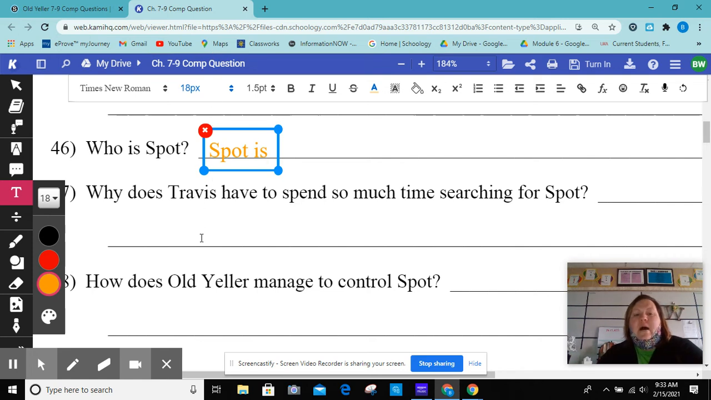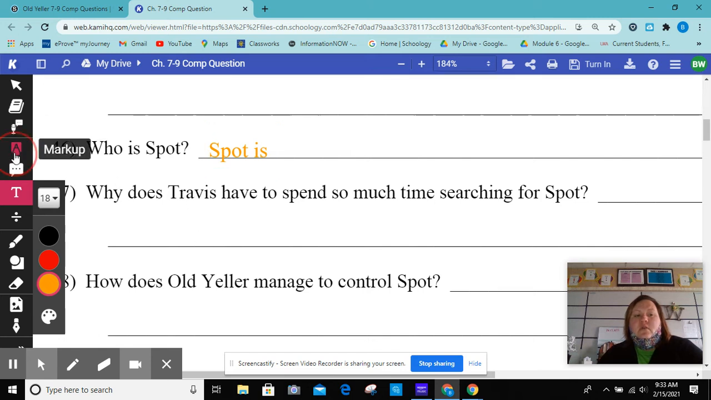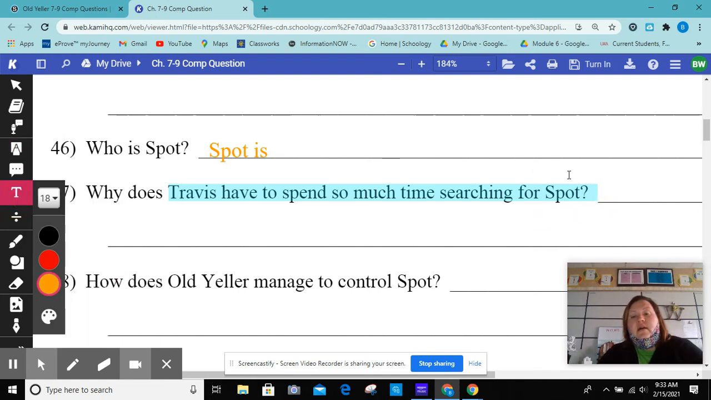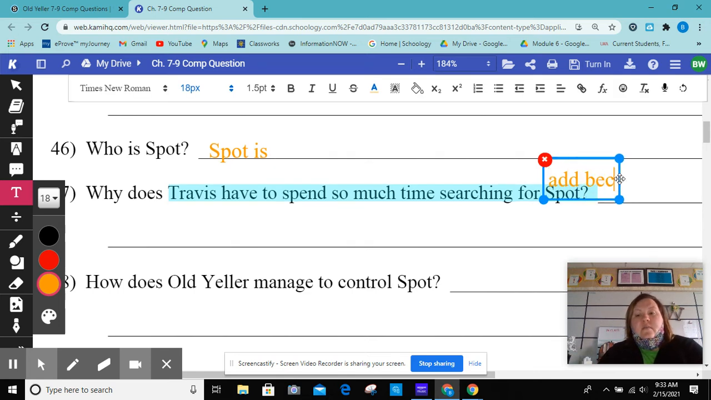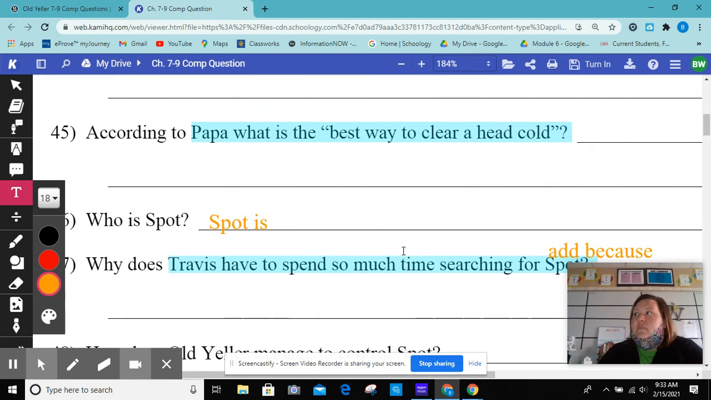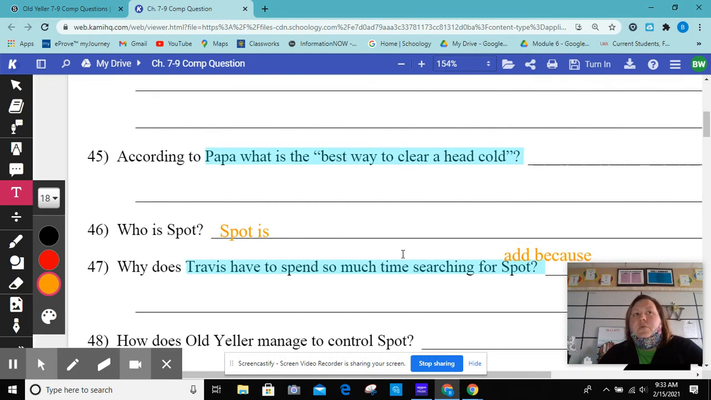Okay? Why does Travis have to spend so much time searching for Spot? All right. You need to make sure you have Travis has to spend so much time searching for Spot because. All right. So I'm going to write in up here, add because. That way that'll help you to know that. Okay. Does everybody understand what I'm wanting you to do? Does everyone understand how to incorporate the question into your answer?